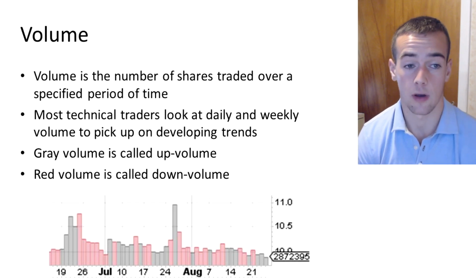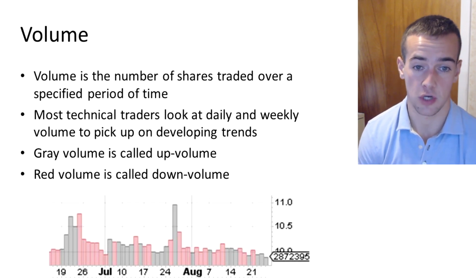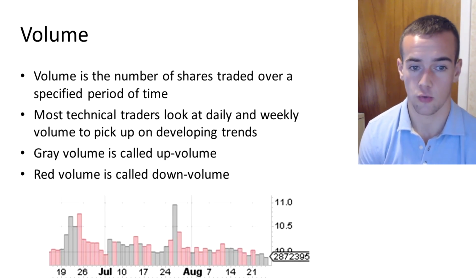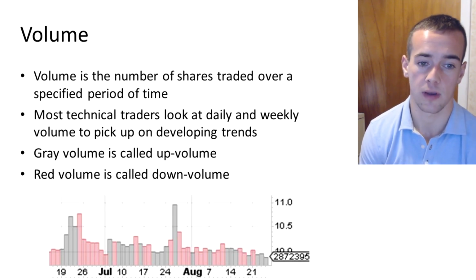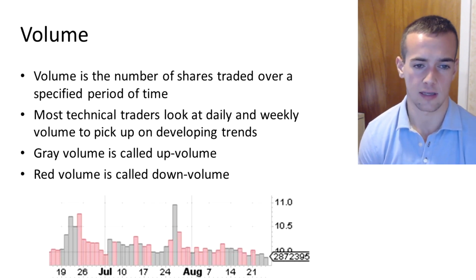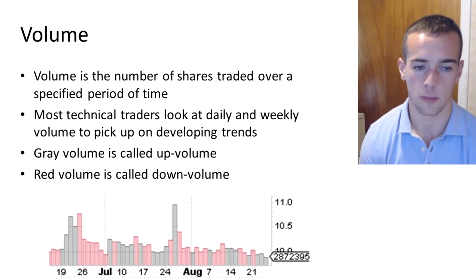So now we're going to talk about volume. Now volume is the number of shares traded over a specified period of time. So most technical traders look at daily and weekly volume to pick up on developing trends. And as we said before, it's going to be displayed on the bottom of your chart. And if you're using that stockcharts.com site, it's going to show up at the bottom.